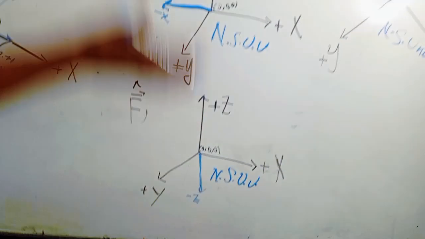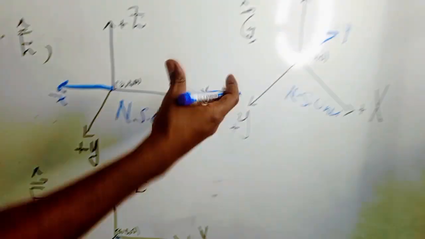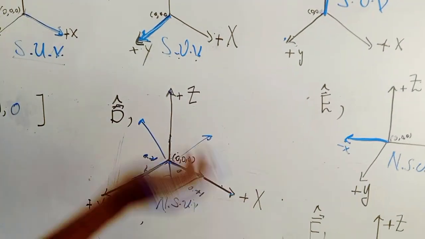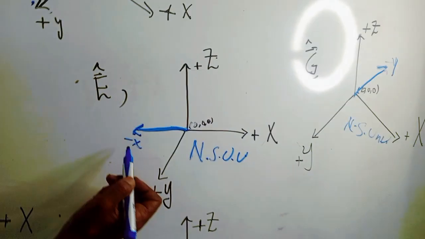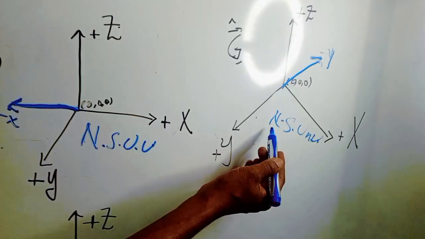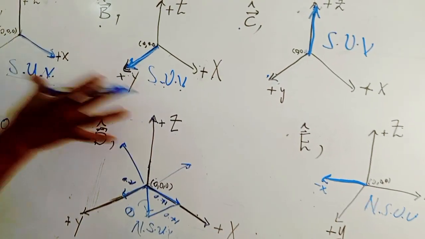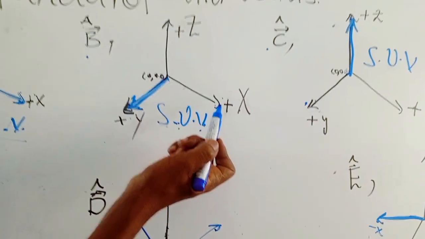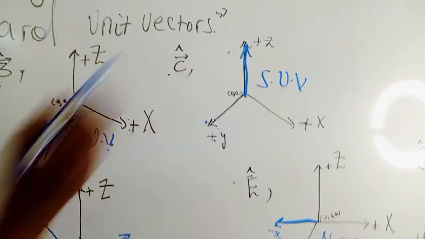So generally, non-standard unit vectors may lie along the negative axis or in between the positive axes. If they lie in between the positive axes, we call them non-standard. If they lie along the negative axes, either negative x or negative y or negative z, we also call them non-standard unit vectors. So generally we can define standard unit vectors as lying only along the positive axes, either positive x, y, or z. So for today it's enough.